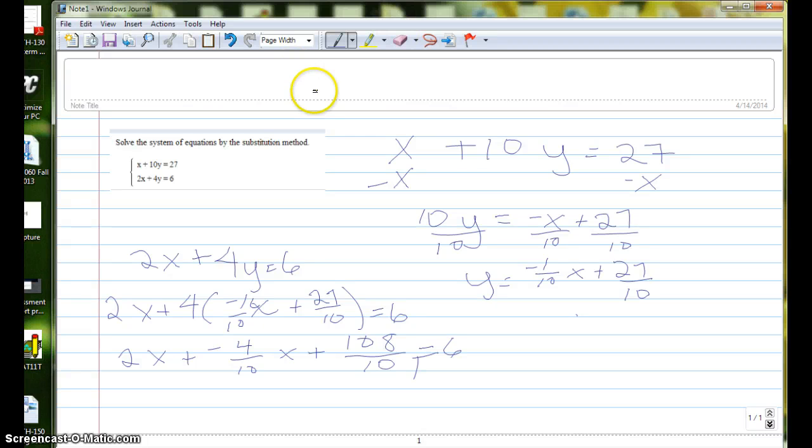So we have 8/5 x, and then we're going to subtract 108 over 10. So we're going to do 6 minus 108 divided by 10, and that's negative 24 over 5. Okay, so to get x by itself, we're now going to multiply both sides by the reciprocal, 5 over 8.